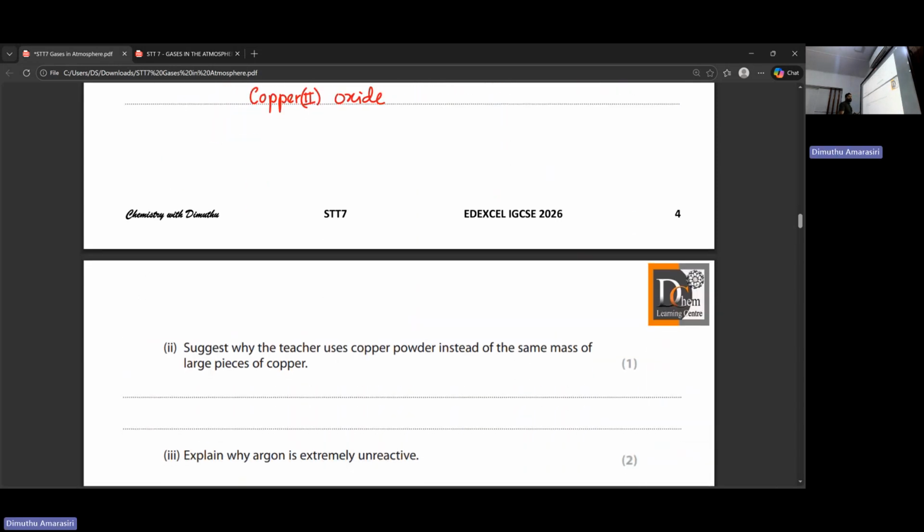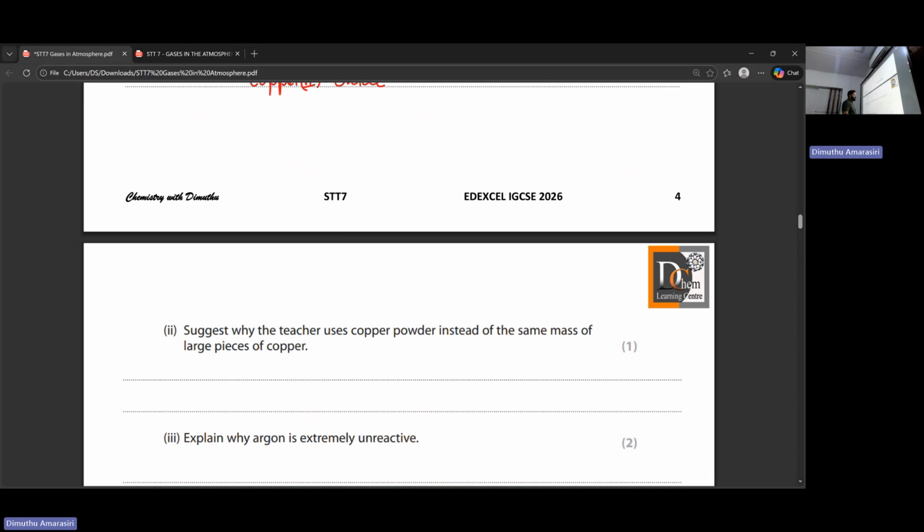And suggest why the teacher uses copper powder instead of the same mass of a large piece of copper. Powder has more surface area, so the reaction is faster. It is another lesson that you will be learning about. More surface area, therefore the reaction is faster.